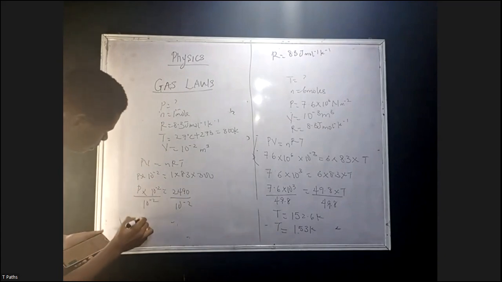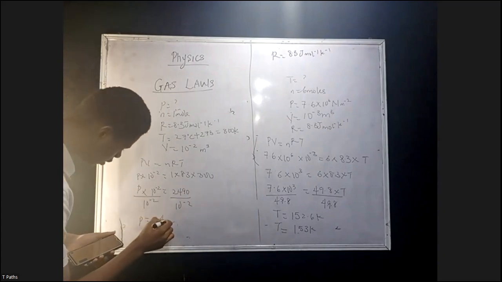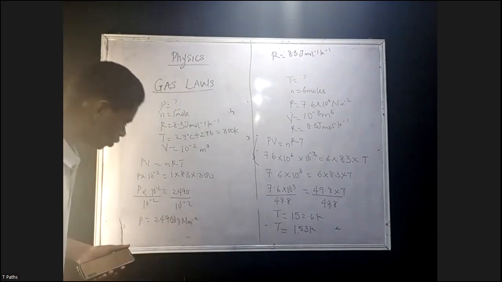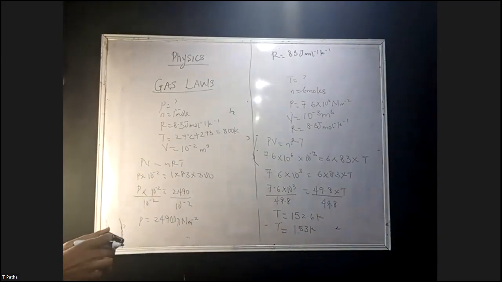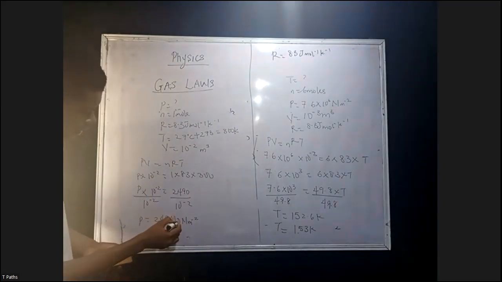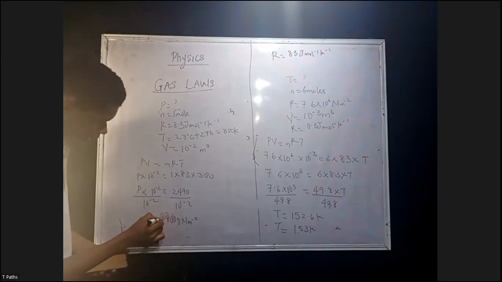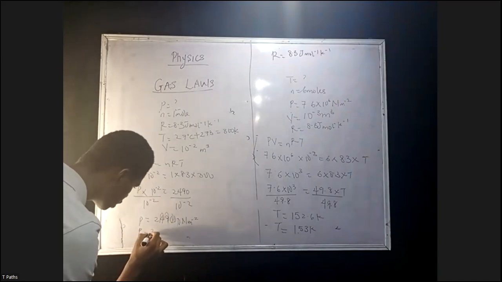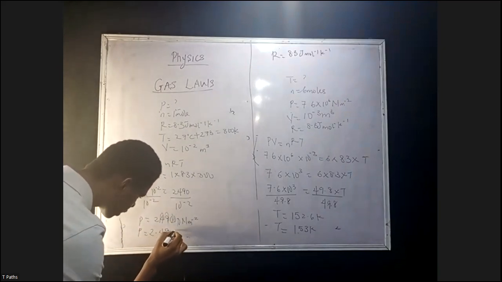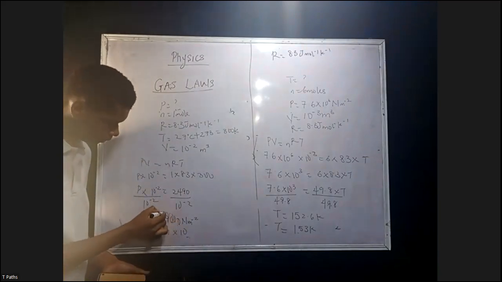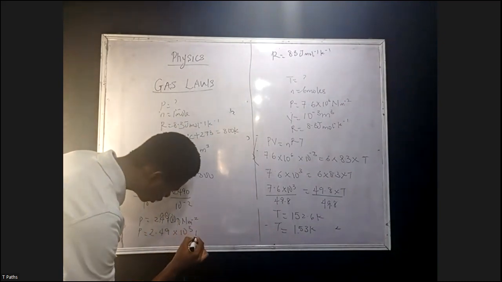Dividing this, I have my P equal to 249,000 Newton per meter square. The question was given in standard form, so I can convert this to standard form by bringing the point to after the first digit. I count 1, 2, 3, 4, 5. Because I'm moving from right to left, the power is going to be a positive number. So this is going to be 2.49 times 10 raised to the power of 5, because I moved the point 5 times.